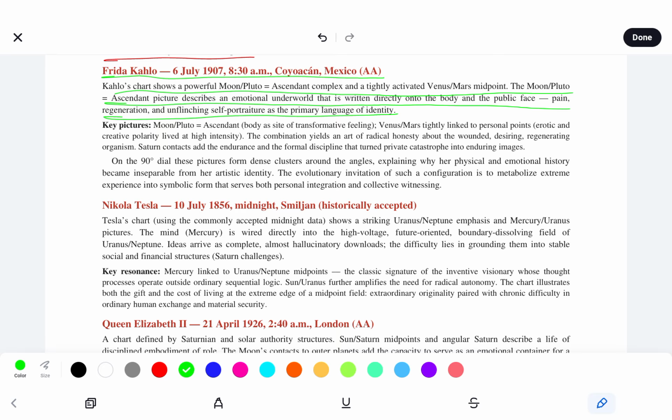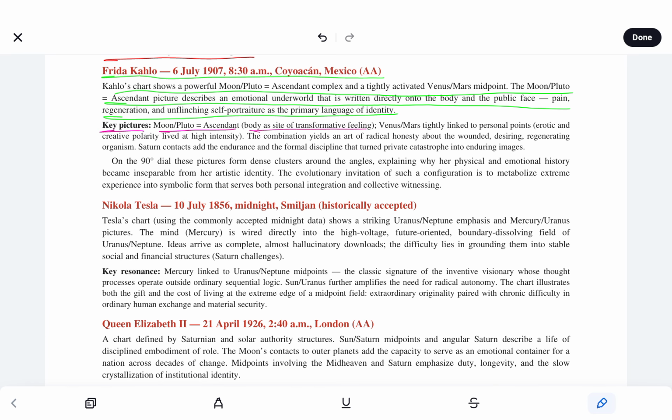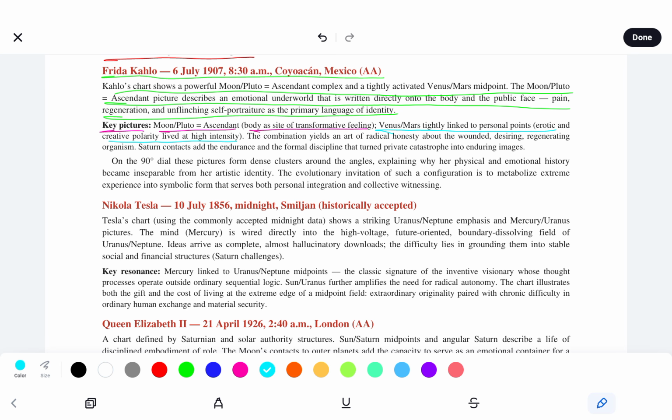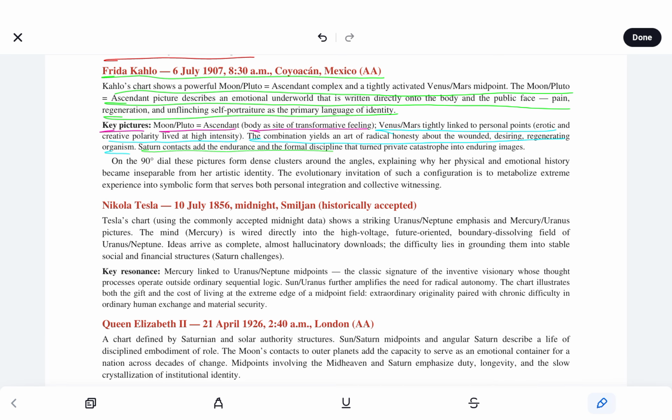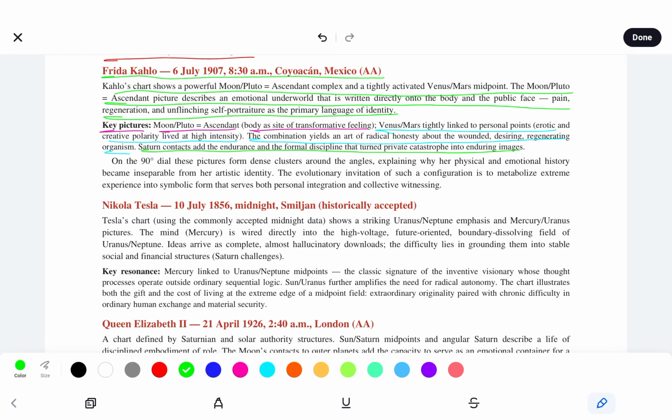Okay, so in regards to the key pictures here: Moon-Pluto equals Ascendant, the body is a site of transformative feeling, and Venus-Mars is tightly linked to personal points, erotic and creative polarity lived at high intensity. The combination yields an art of radical honesty about the wounded, desiring, regenerating organism. Saturn context adds endurance, the formal discipline that turned private catastrophe into enduring images.